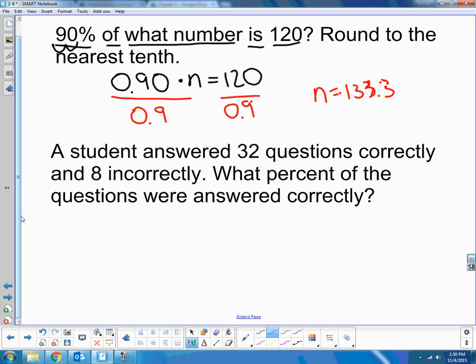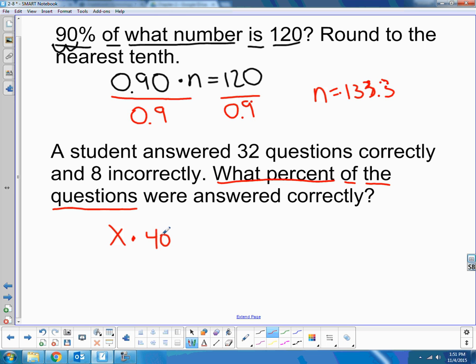The next one: a student answers 32 questions correctly and 8 incorrectly. What percent, I don't know, of the questions? How many questions were there? There were not 32 questions. There were not 8 questions. They answered 32 questions correctly and 8 incorrectly. That gives us a total of 40 questions that were asked.